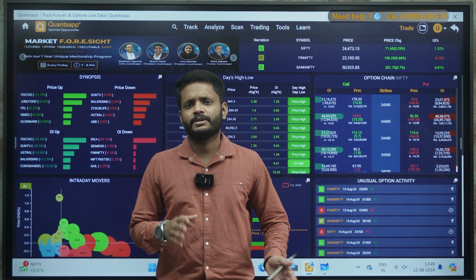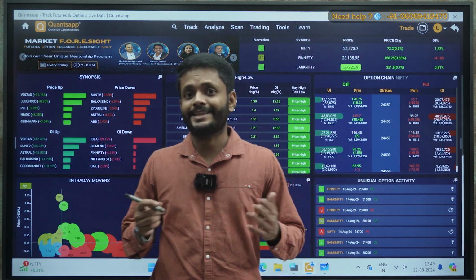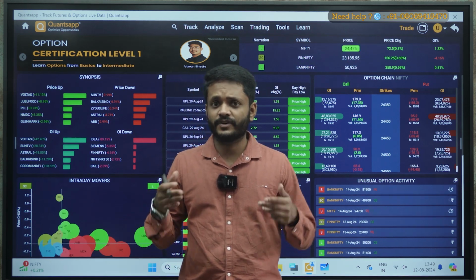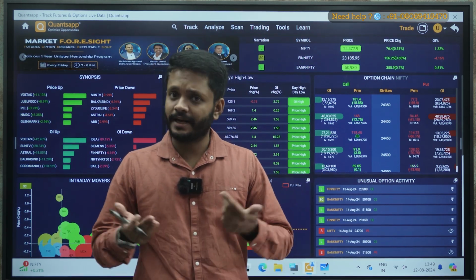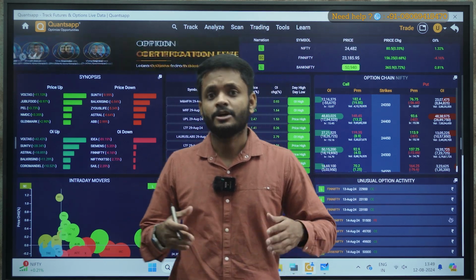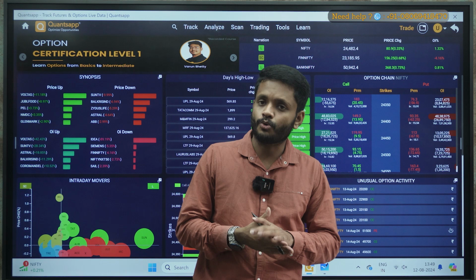Say, for example, if the volatility is quite high, do you have any tool in Quantsapp at that time? Yes, Quantsapp has a tool for that as well. Does Quantsapp have any tool for option writers? Yes. Does Quantsapp have any tool specifically for index trading? The answer is yes. So what all does Quantsapp exactly have to offer you?